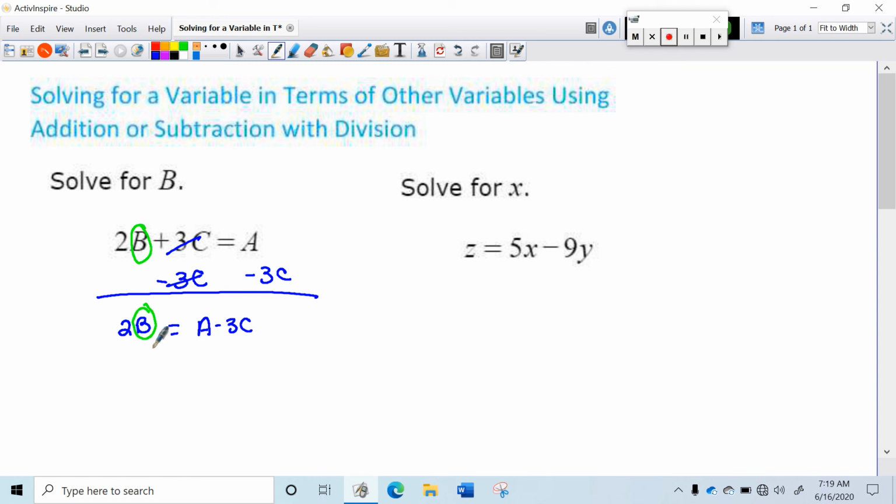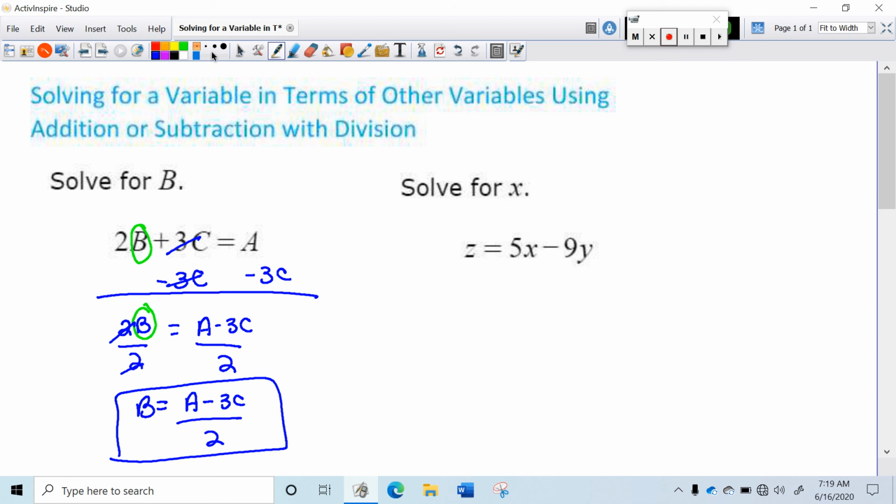Okay? Now this is 2 times b, so the opposite of times is divide. So I'm going to divide both sides by 2. Top cancels with bottom, and now look, b is by itself. Even though it looks totally strange, this is the answer.